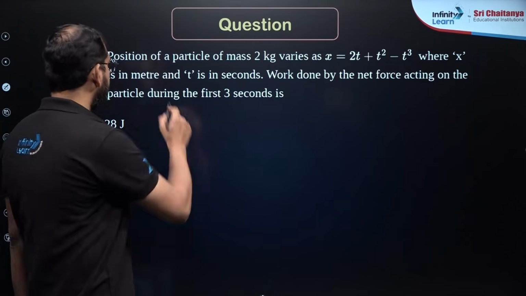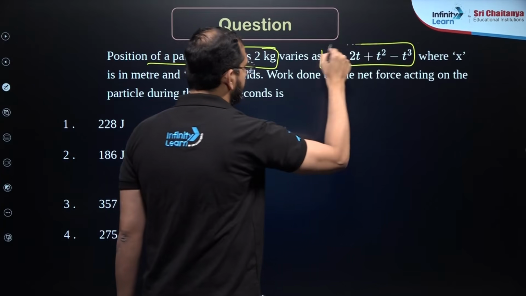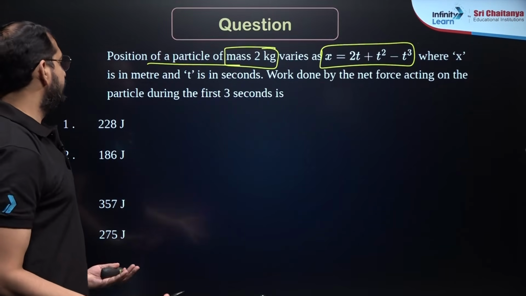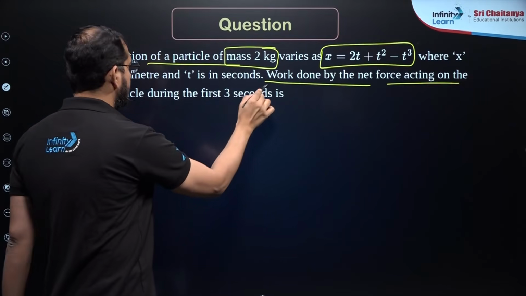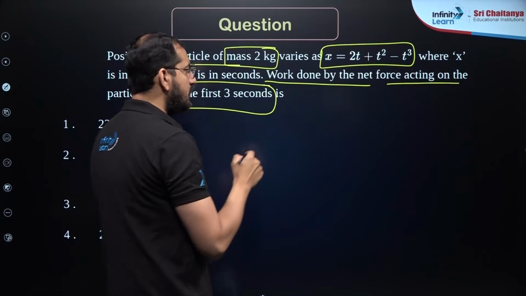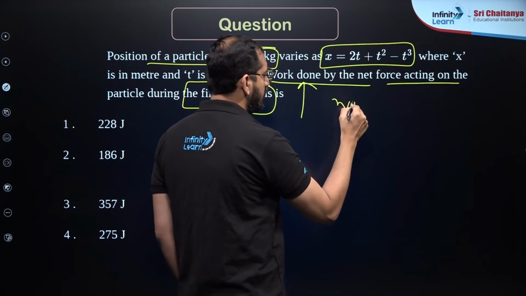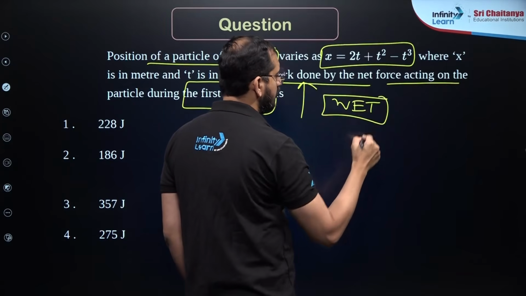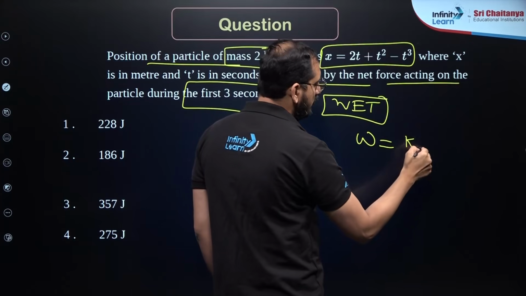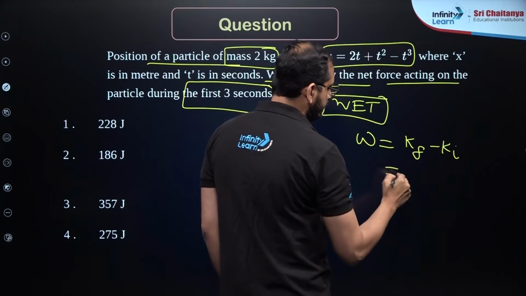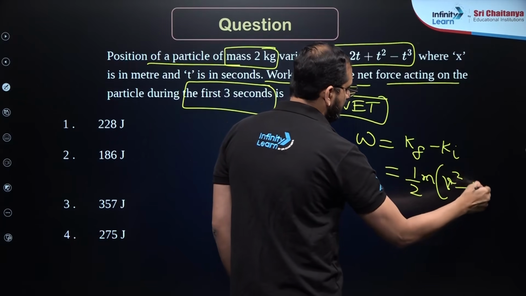There is a particle, mass is given 2 kg, and its displacement variation is given in terms of time. I want to calculate the work done by the net force in the duration of 3 seconds. As soon as I see work done, my first thought is to use the work energy theorem: work done by all the forces, here only one force is acting, is equal to K final minus K initial. K final will be half m v square, K initial will be this thing.